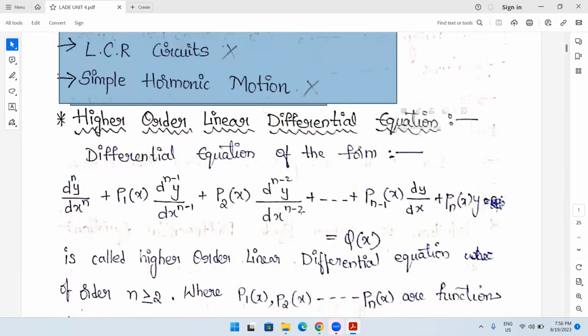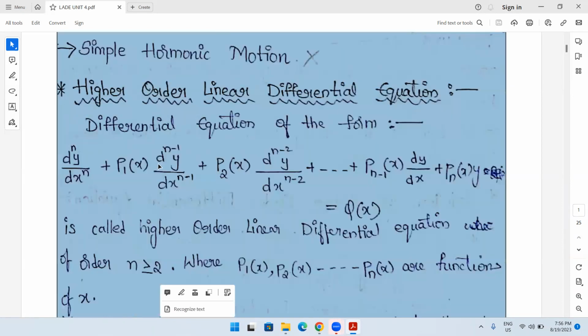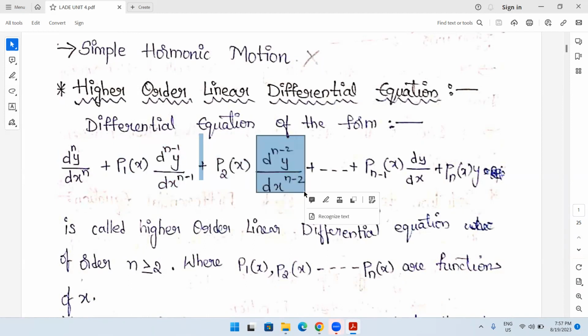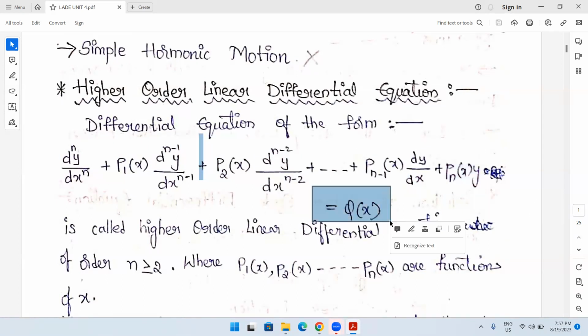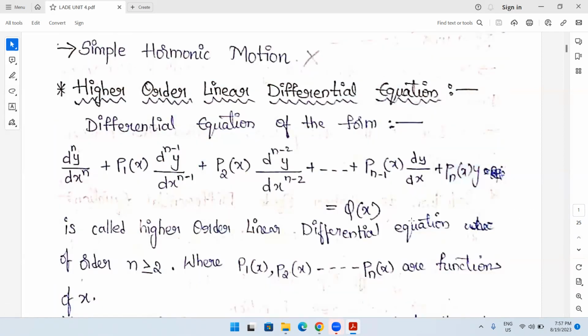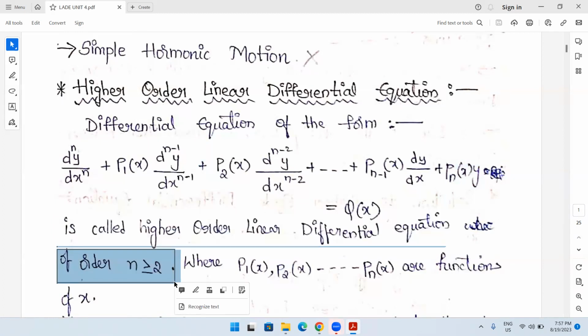Now let us see the definition of higher order linear differential equations. It looks like this: a differential equation of the form d^n y by dx^n plus p1 of x into the (n minus 1)th derivative of y with respect to x, plus p2 of x into d^(n-2) y by dx^(n-2), and so on, plus p(n-1) of x into dy by dx plus pn of x into y equals q of x. This is called a higher order linear differential equation if the order is greater than or equal to 2.